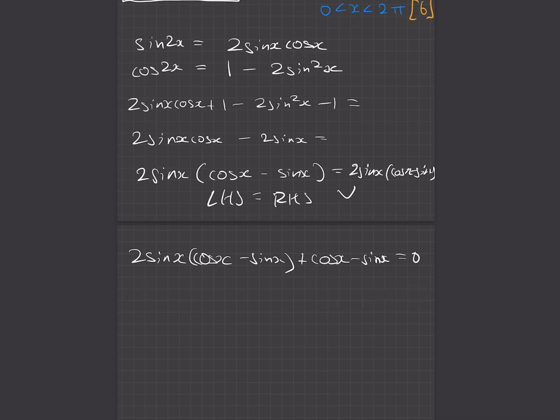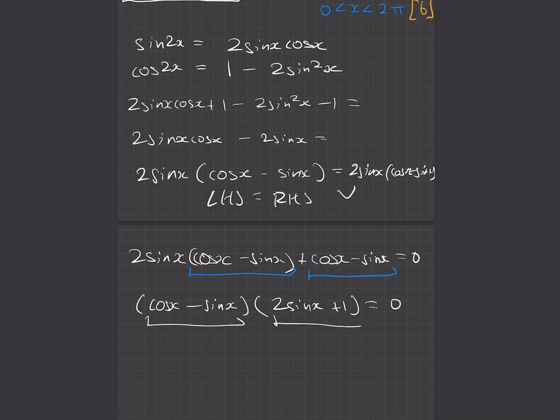What you have to realize here is that this is the same as this, so you can actually factorize that out. So then that's going to be (cos x minus sine x)(2 sine x plus 1) equals 0. And now we've got it in a form we can solve. We have 2 brackets whose product is equal to 0, so we just need to solve this one being equal to 0 and this one being equal to 0, and that's going to give us our solutions.